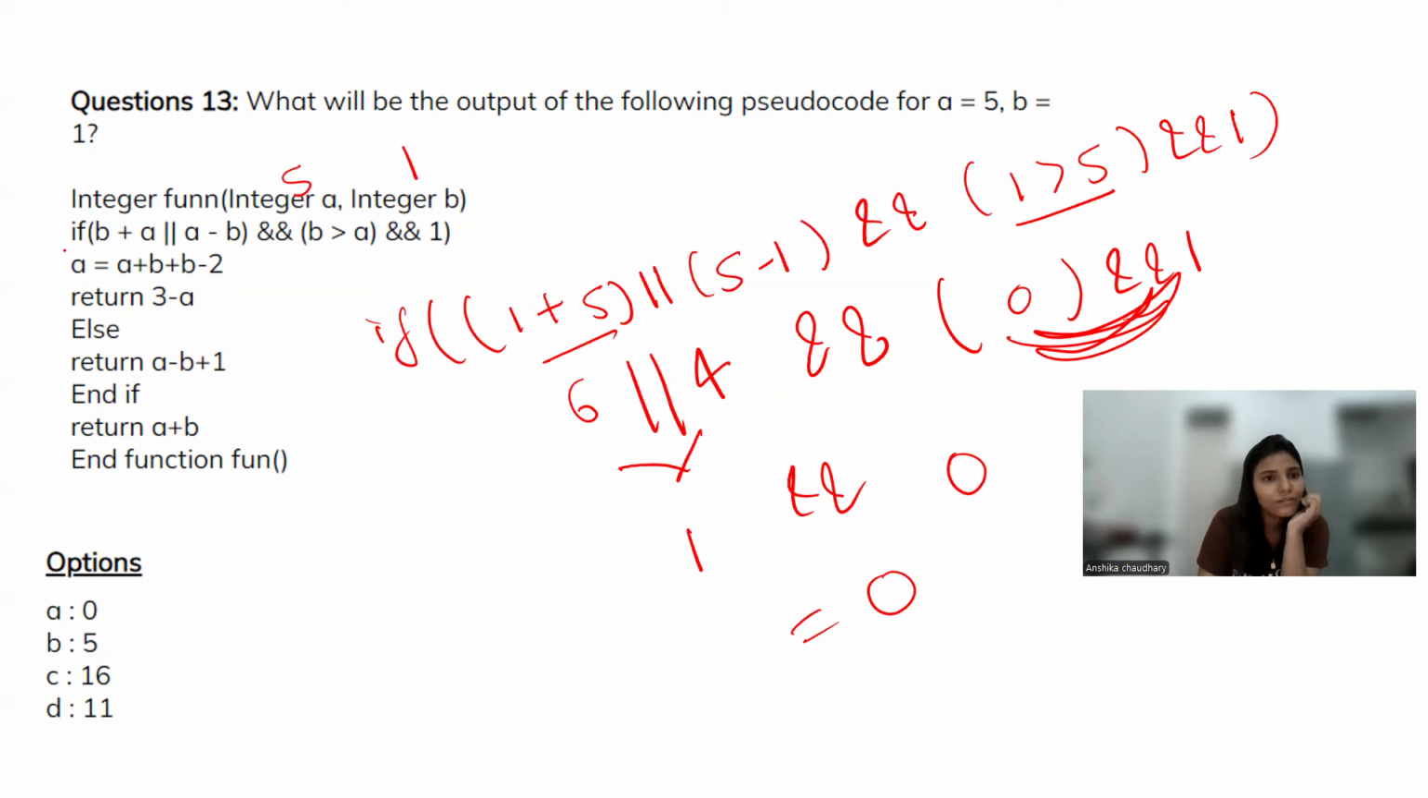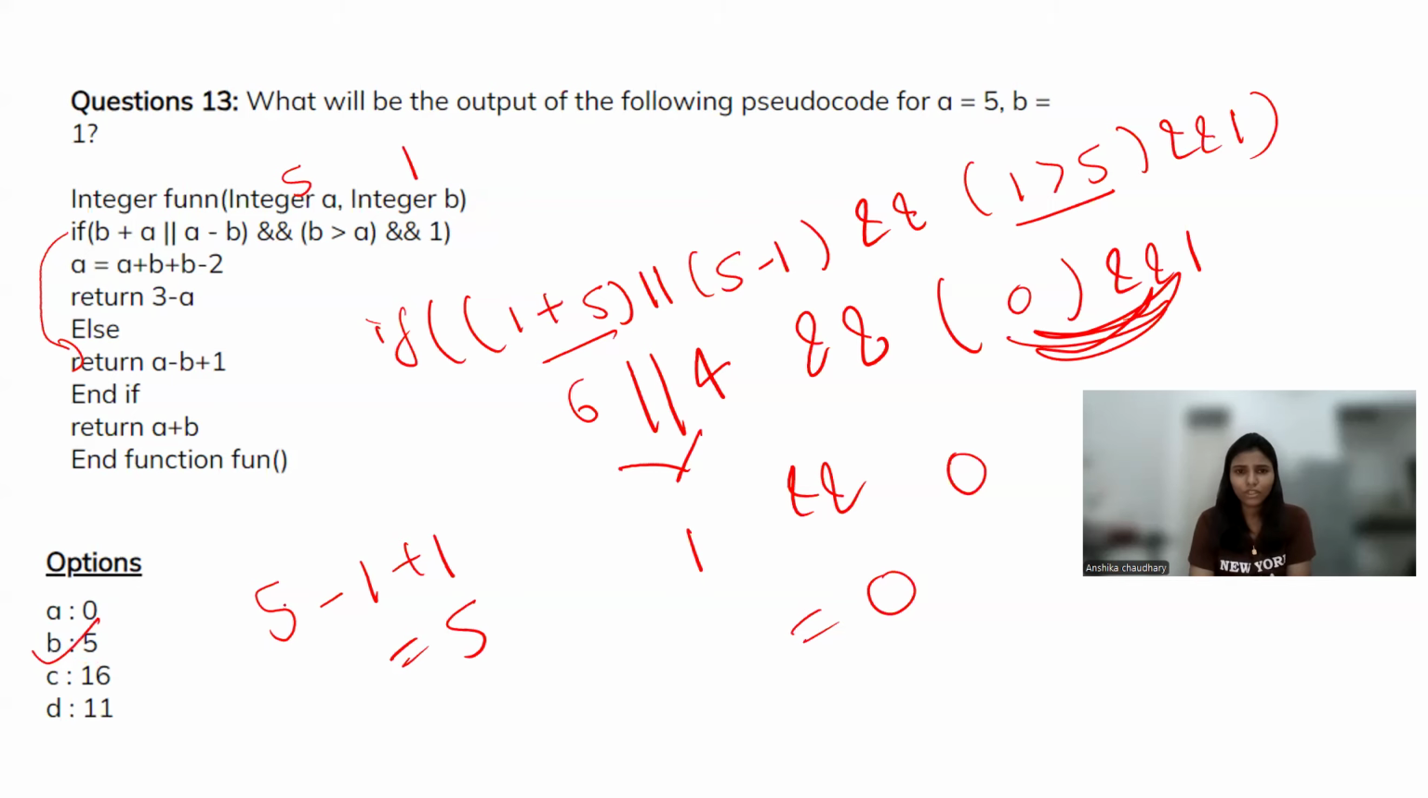We will come here in the else part, and we need to return A minus B plus 1, right? So A is 5, minus 1, plus 1. So it will be 5. So 5 will be the correct answer. Option number B, right? Okay.